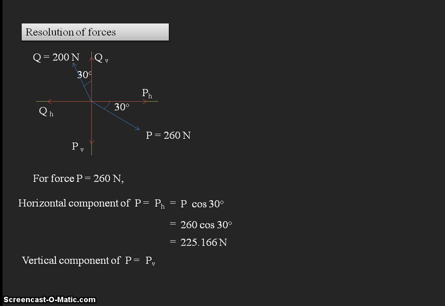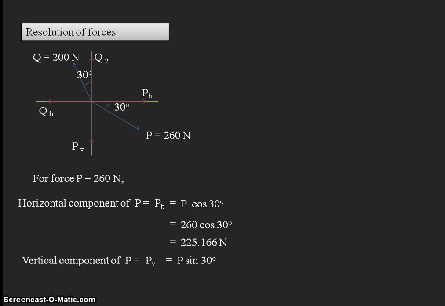Similarly, we need to find the vertical component of P, that is PV. So for writing the PV we need to take the sine rule. For the same right angle triangle here, by using PH, P and PV, we can write sine 30 is equal to opposite by hypotenuse. Opposite is PV and hypotenuse is P. So the sine 30 is equal to PV by P. So PV is equal to P into sine 30 degrees.